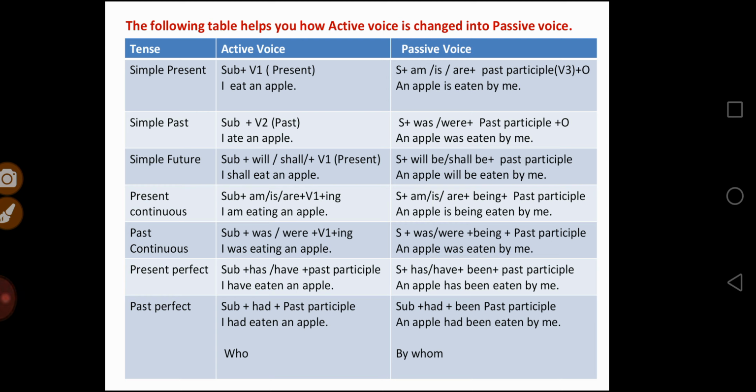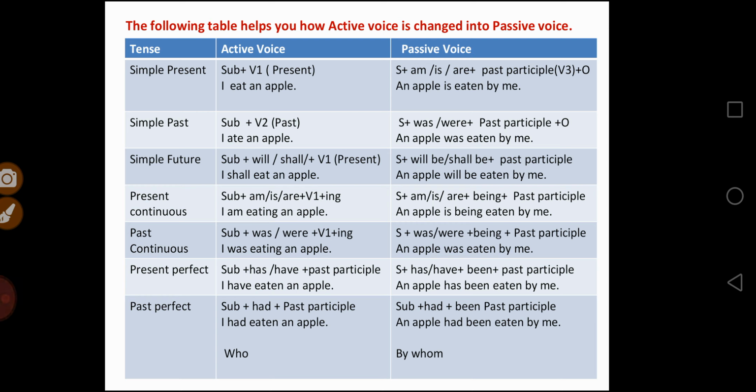In simple present tense, that means subject plus V1. I eat an apple. In passive voice, the structure is subject plus am or is or are plus past participle plus object. Example: an apple is eaten by me.